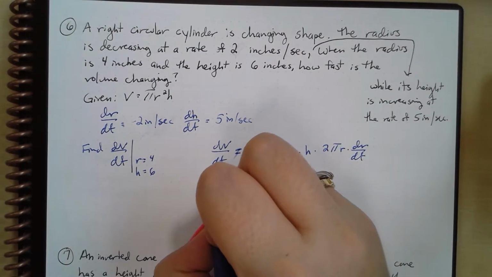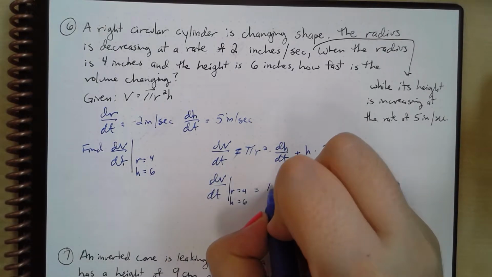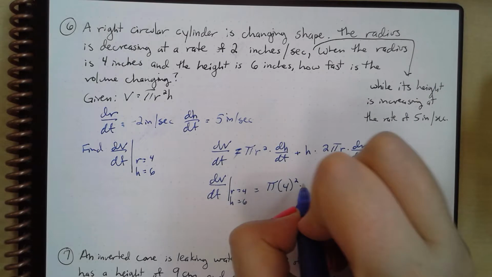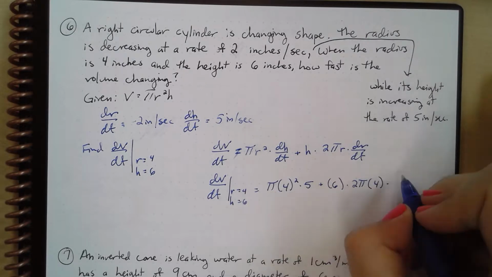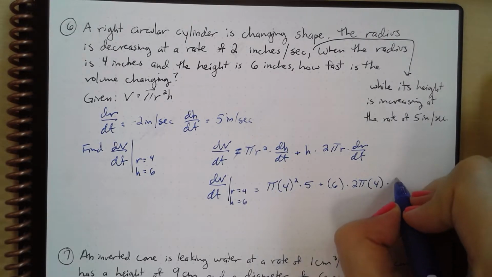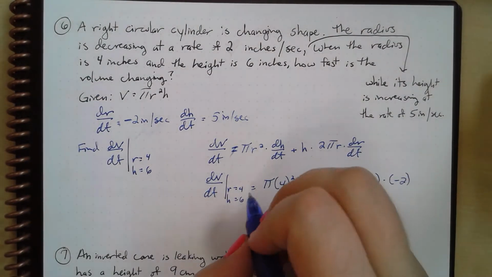And I'm just going to actually leave that there. dv over dt when r equals 4 and h equals 6 is going to be equal to pi times 4 squared times dh dt is 5 plus h is 6 times 2 pi times 4 times negative 2. Why is it negative 2? Because it's decreasing. It indicates direction.